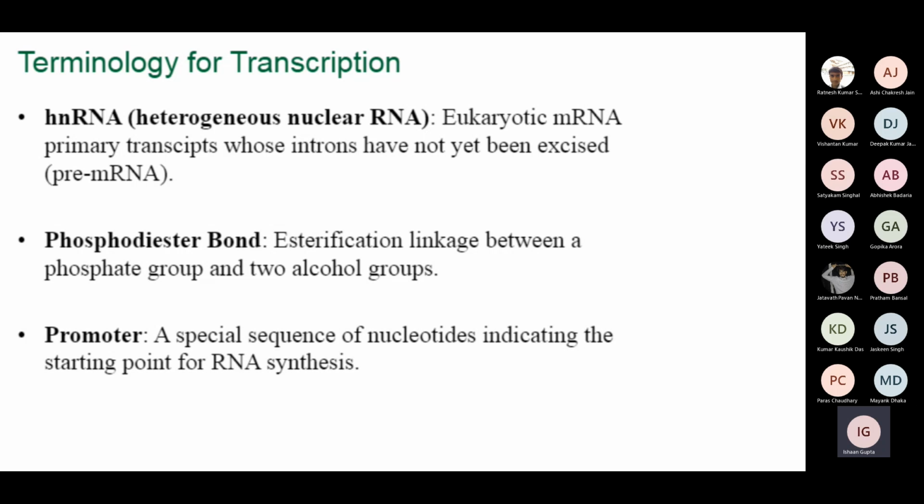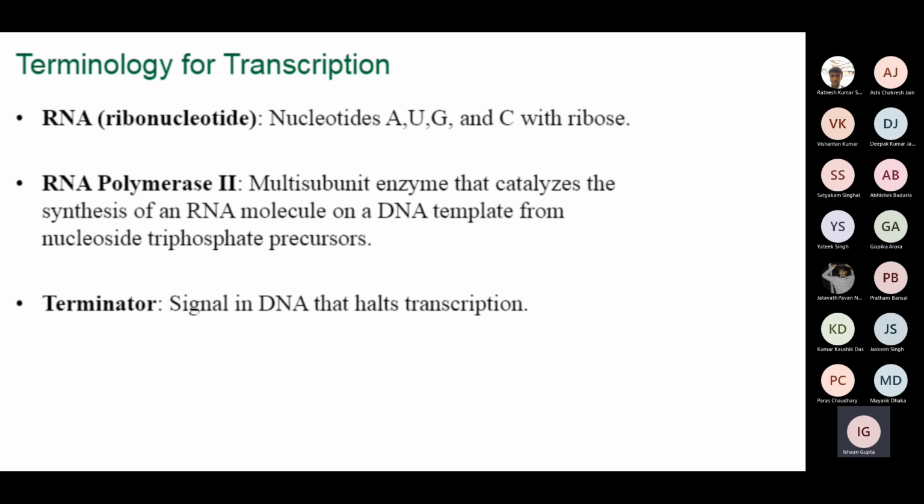Finally, phosphodiester bond you already know about. Promoter is basically the special sequence indicating the starting point of RNA synthesis. So promoter is essentially the region where transcription happens or begins. So terminology for transcription would be RNA, which is ribonucleotide. It is basically AUGC. Instead of a thymine, you have a U as uracil.